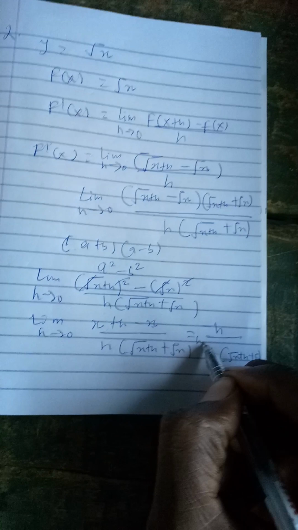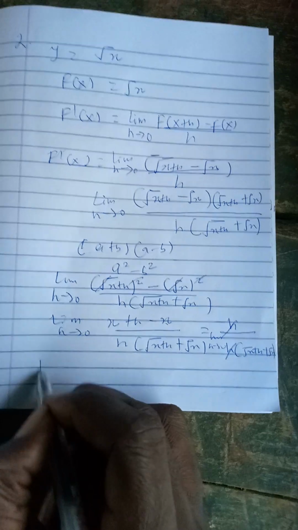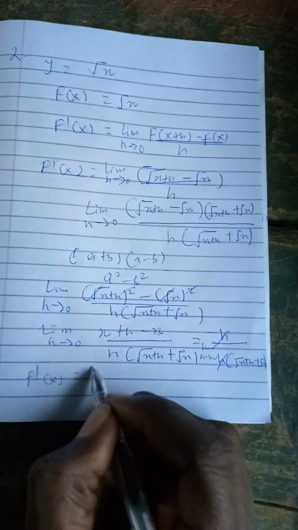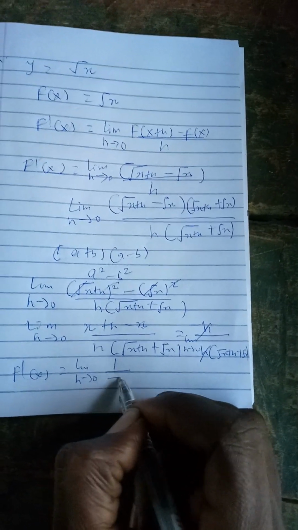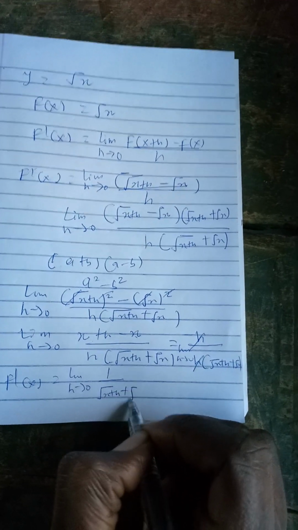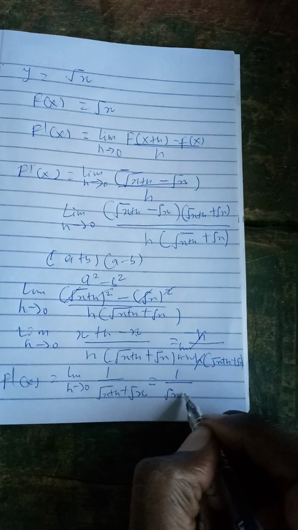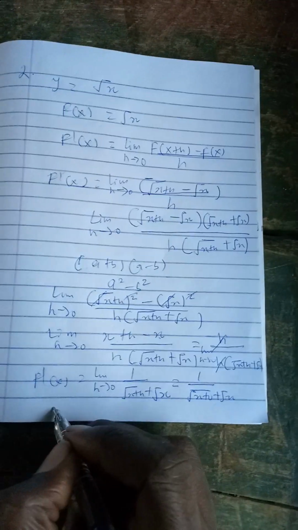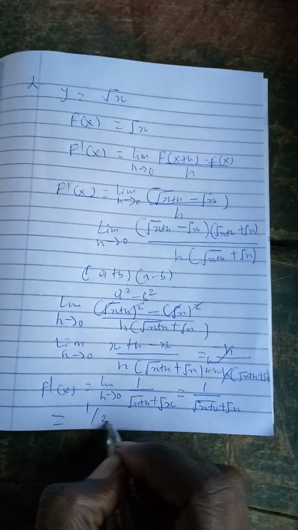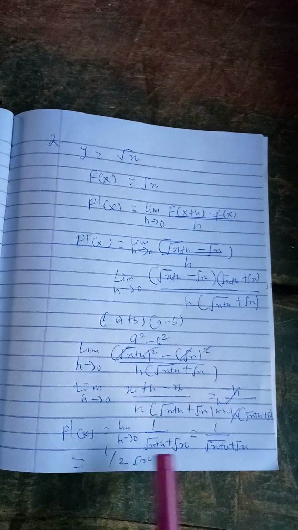So you apply your limit as h tends to 0, h cancels h, so you have f prime of x equals the limit as h tends to 0 of 1 over root of (x plus h) plus root of x. Applying the limit, that will be 1 over root of x plus 0 plus root of x. So root of x plus root of x gives us 1 over 2 root of x. Therefore, the differentiation of root of x from the first principle is 1 over 2 root of x.